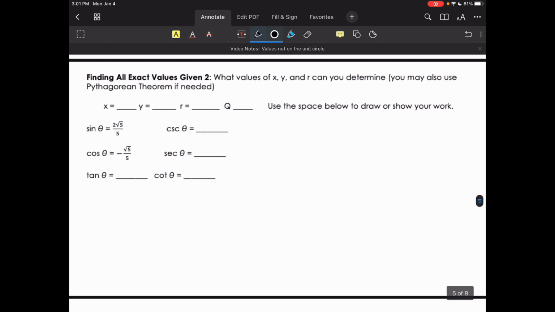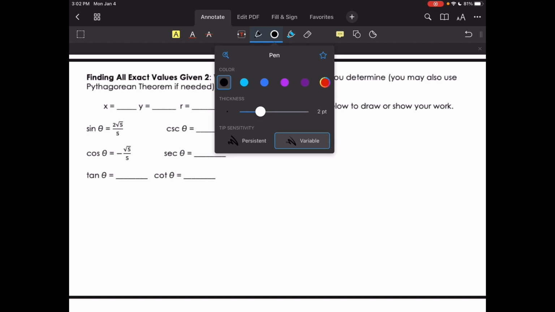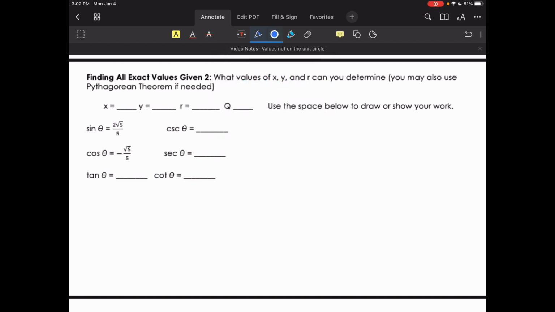All right, now, you're not always going to be given an ordered pair. Sometimes you're going to be given some of the actual answers to some of the trig functions. So we're going to kind of work backwards here to identify x, y, and r. And then from there, I'll find the answer to the remaining trig functions that I don't have. So looking at what this gives me. So it gives me sine and cosine. So remember, sine is y over r.